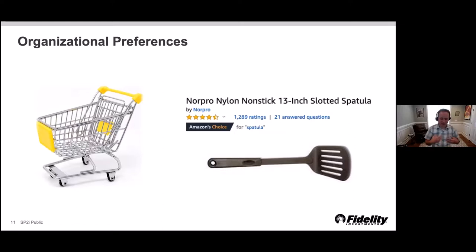And some of that comes from what we see. We can see things like star ratings. We can see that there's people answering questions. We can see there's a badge that says Amazon's Choice. And those are all indicators to us that, hey, this is probably a pretty good spatula. It probably will meet my needs. I don't know what the cost is, but maybe this is the one that I should get. And some of this is organic, but some of it is definitely not. Amazon has a lot of smart people and they're trying to steer you, and that's okay.